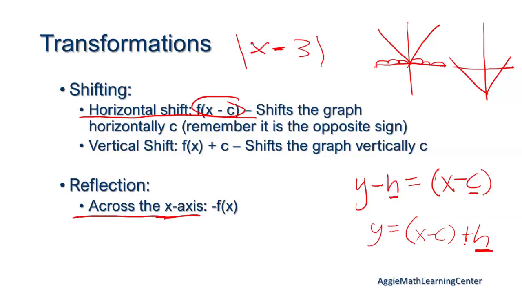So reflection: if we put a negative right here, that will make our V upside down. So it flips it over the x-axis, which is right here. If we have this shape, it will flip it the other way. It reflects it.